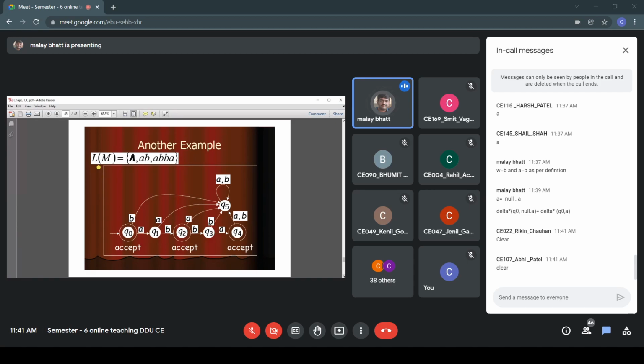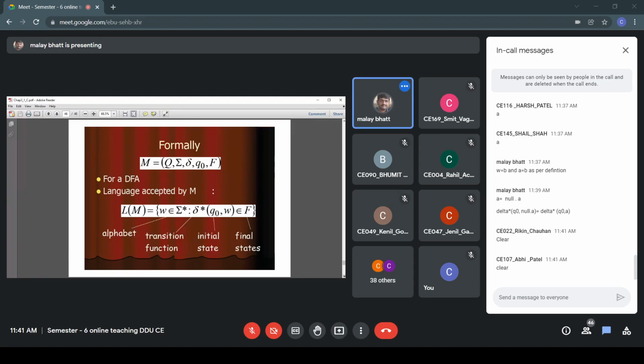Here is one more language accepted by the machine. Q0 is the accepting state here itself, so null is accepted. Then Q2, so AB is also accepted by this machine. And ABBA is also accepted by this machine. These are the only three strings accepted by this machine. It is known as the language accepted by the machine, having three elements: null, AB, and ABBA.